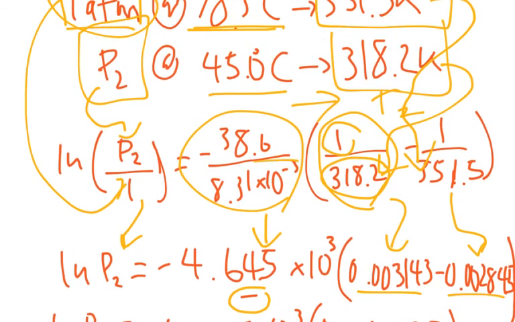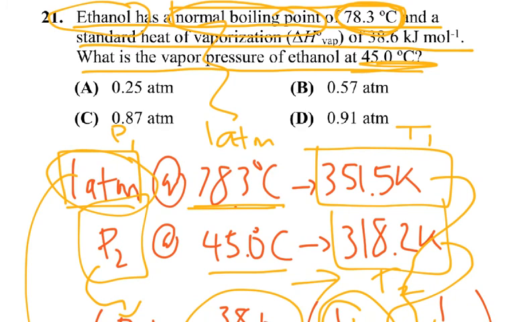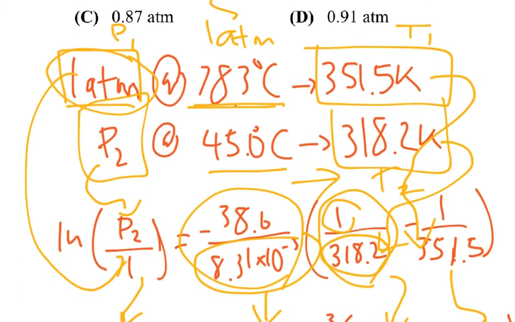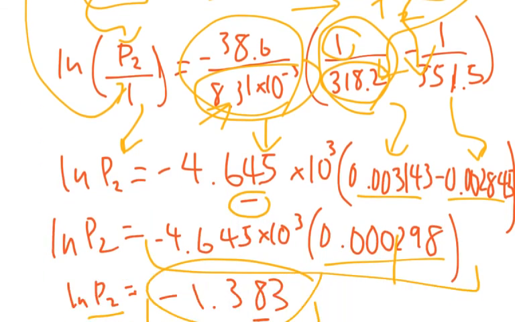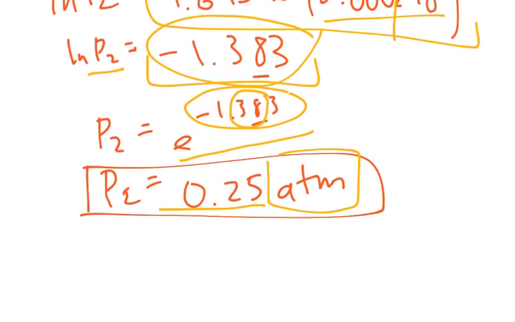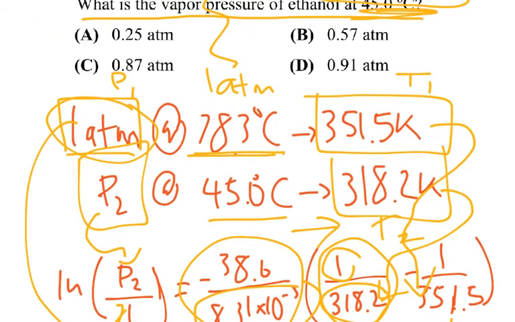And why did we use 8.31 times 10 to the negative 3? Well, because the delta H of vaporization was 38.6 kilojoules, so we gotta use the R, that is 8.31 times 10 to the negative 3, since that's for kilojoules as well. So we gotta think about the units at the same time while we are using these equations, and if you are careful, you will get the right answer. So our answer will be A.